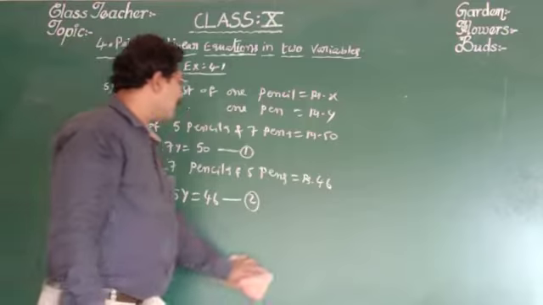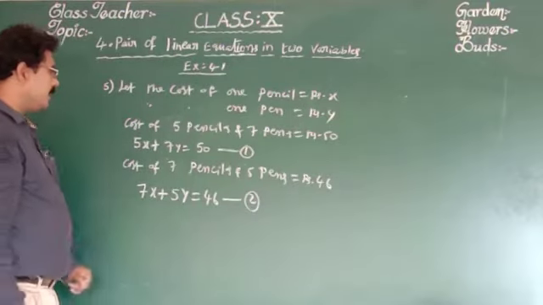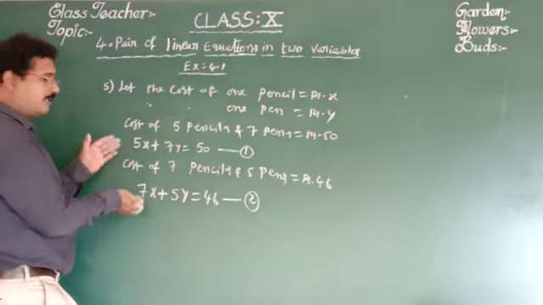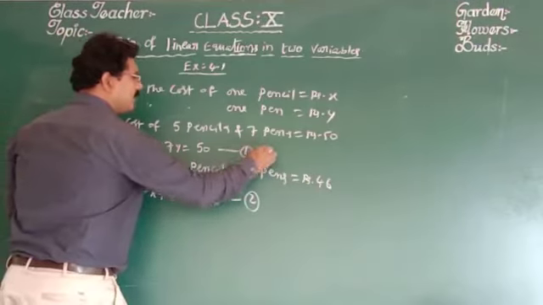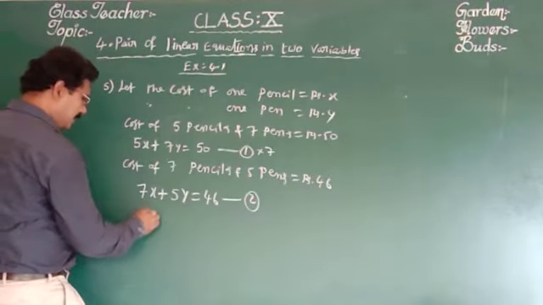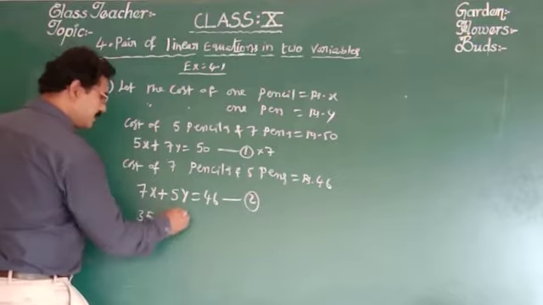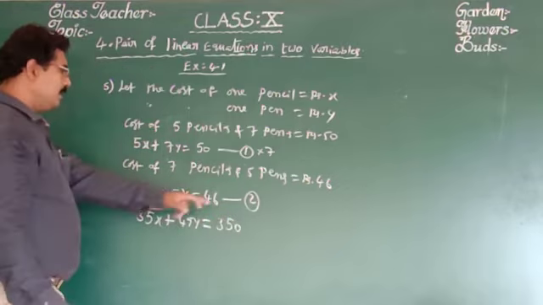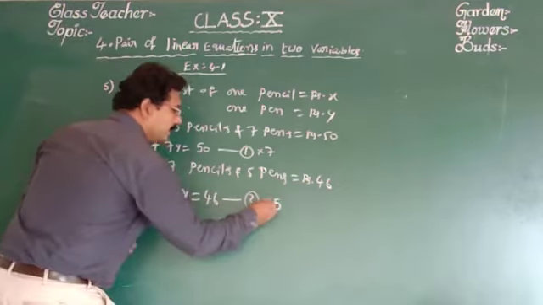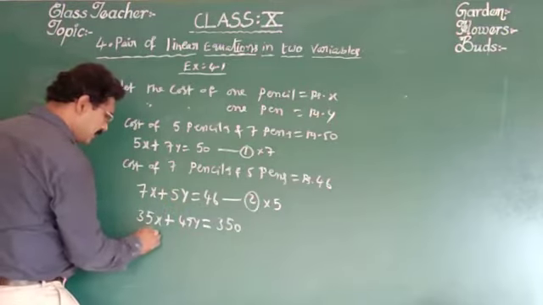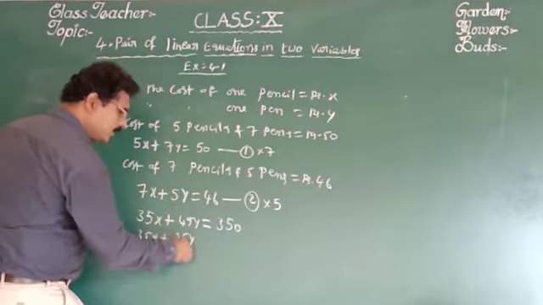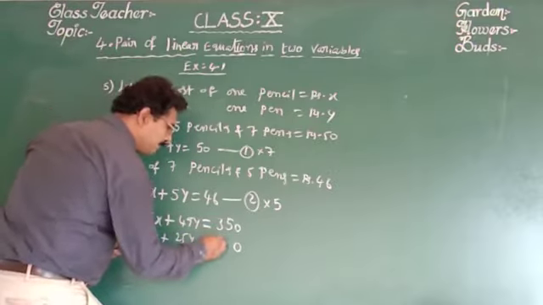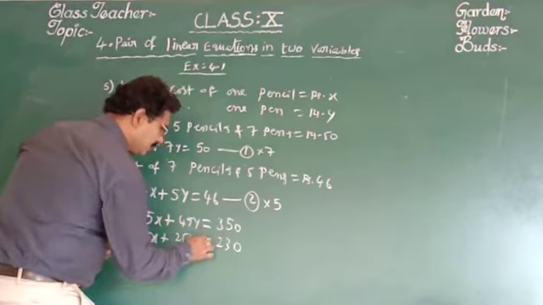After that, solving these two equations makes it easy to get the answer. Equating the coefficients of either x or y, equation 1 is multiplied by 7. 7 5s are 35x plus 7 7s are 49y is equal to 7 into 50, 350. Now equation 2 is multiplied by 5, then only it is balanced. So 5 7s are 35x plus 5 5s are 25y is equal to 5 into 46, which is 230.